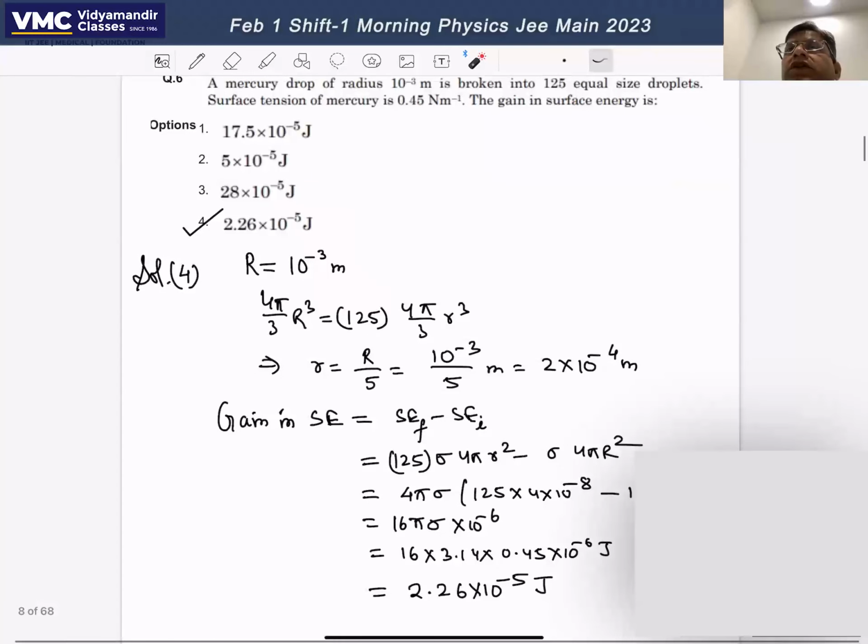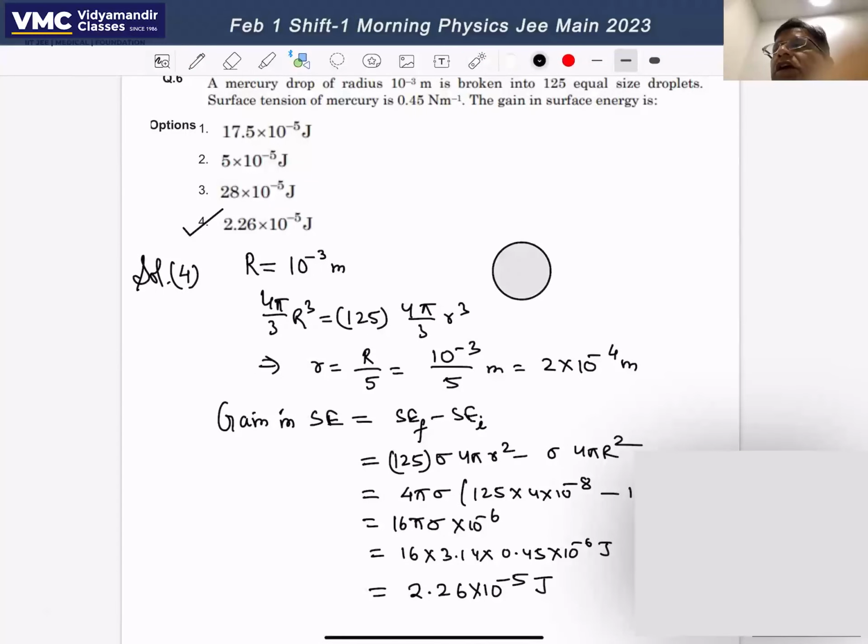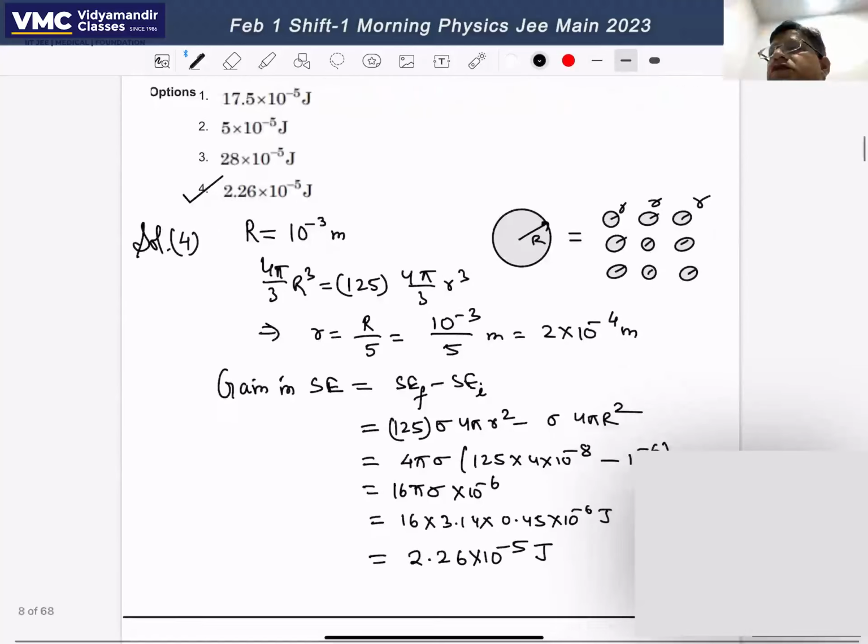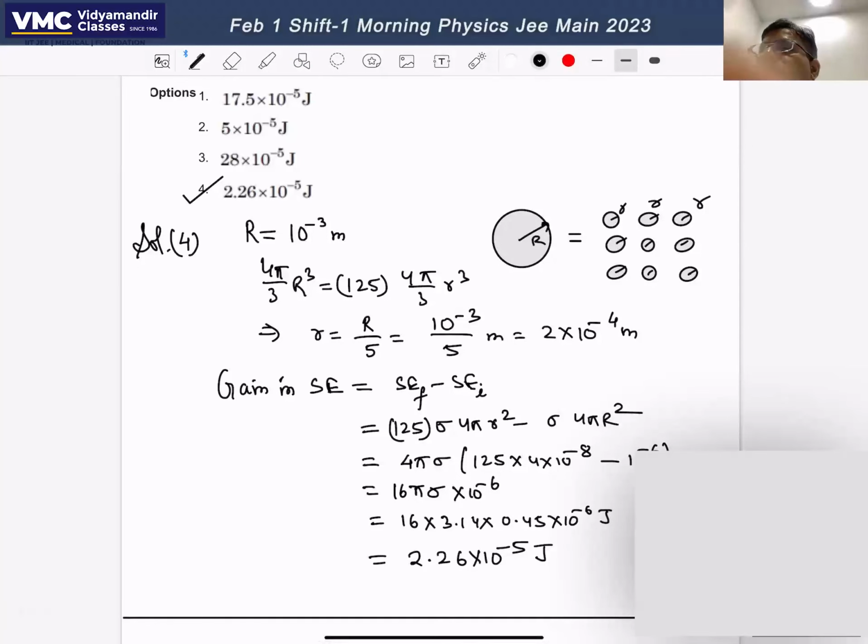Now a single drop of radius R is split into 125 tiny drops, each with radius r. If the surface energy of the bigger drop is the initial energy, that will be sigma into the surface area, 4 pi R square. This will be the initial surface energy, and the final surface energy will be that of the 125 droplets, whose radius will be smaller. So this will be sigma into 125 times 4 pi r square. We will take the difference of these two.